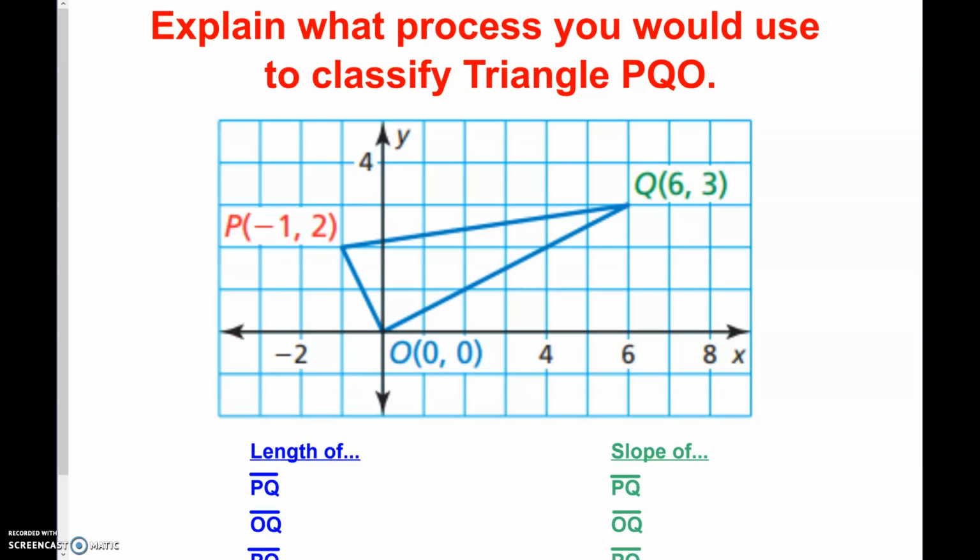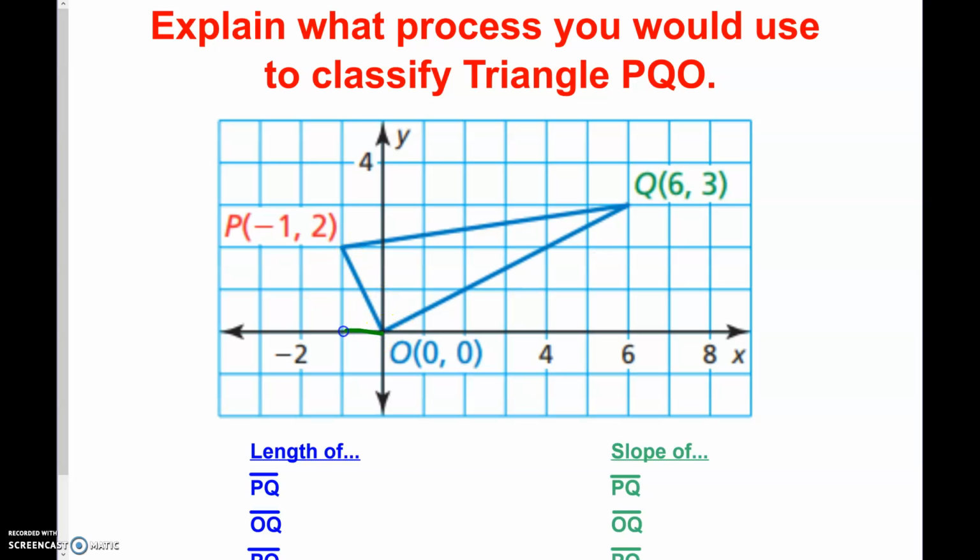All right, explain what process you would use to classify triangle PQO. So we're going to classify it by its sides and by its angles. So we would find the length of all three sides. And personally, what I would do, because this is on a grid, is use the distance formula.